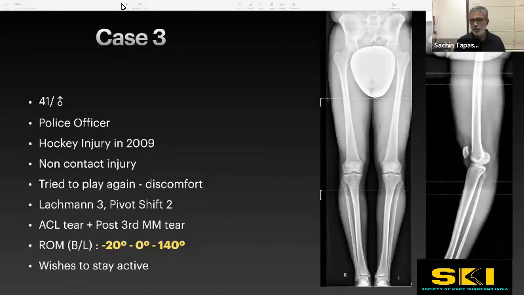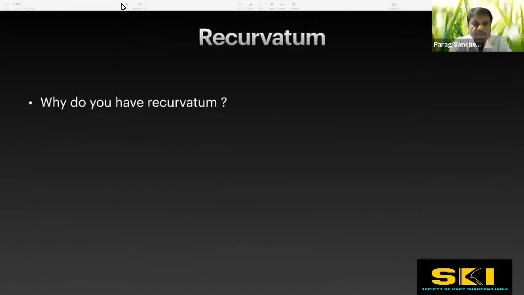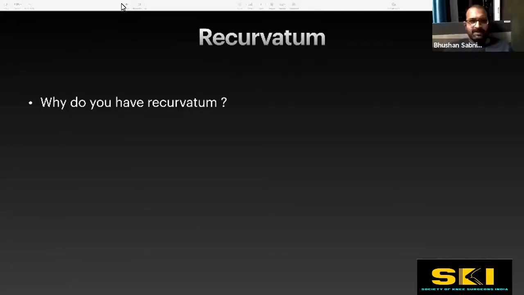So the first question, I'll get Bhushan Sabnis to answer this. Why do you have recurvatum? What is the etiology of recurvatum, Bhushan? Okay, so you stumped me once in PKC with this, so I don't know what you're talking about.